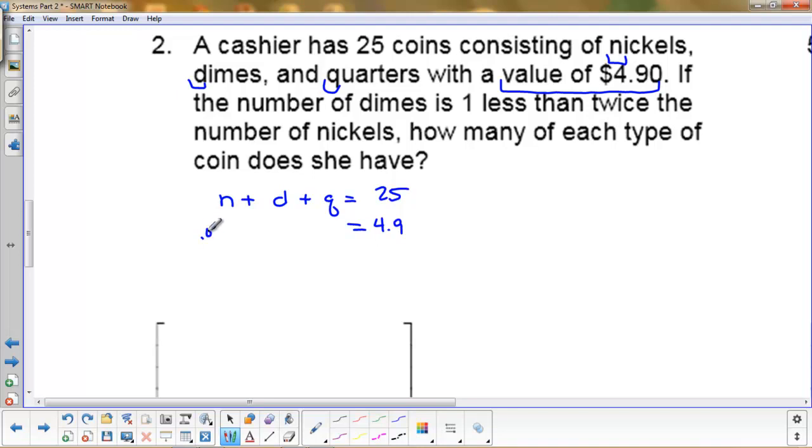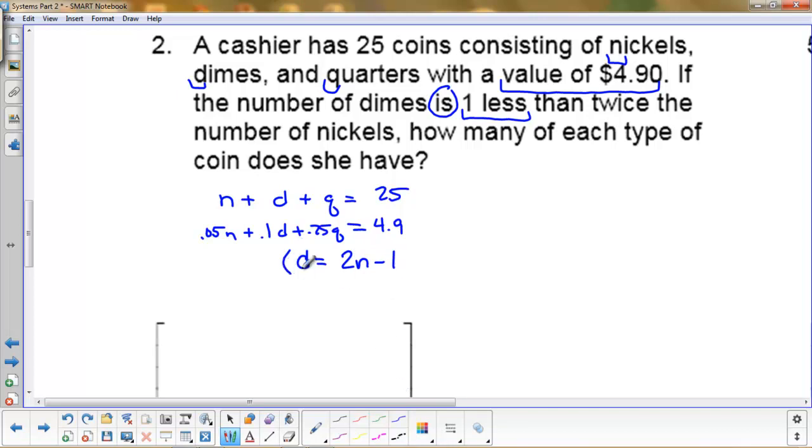A nickel is worth 5 cents. That's 0.05. Please use the correct decimal places there. A dime is worth 10 cents, and a quarter is worth 25 cents. And then it says the number of dimes is, there's my key word there, so it's going to be D equals, that's a backwards translation, so that's 2N minus 1.